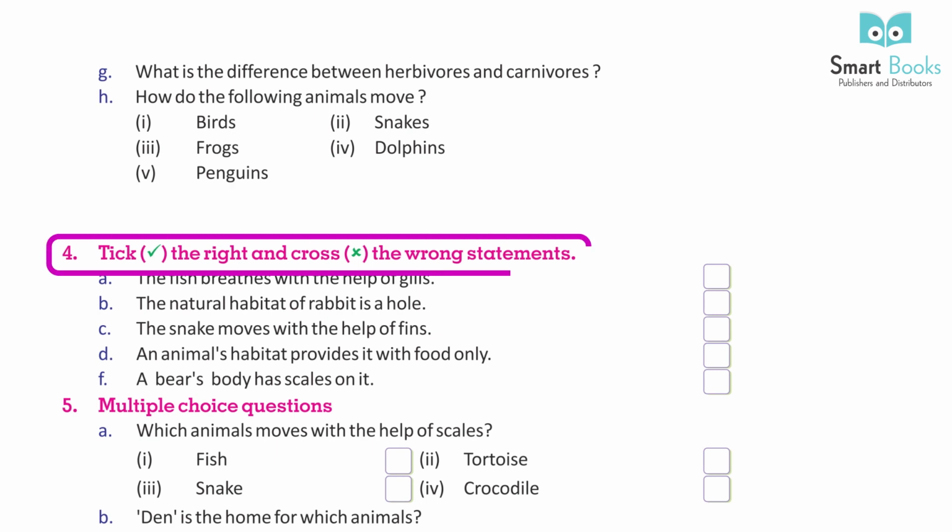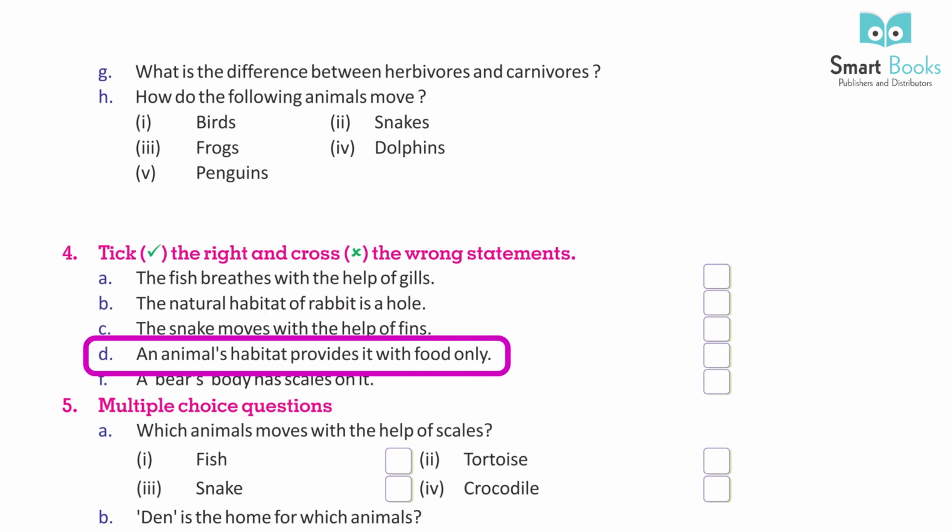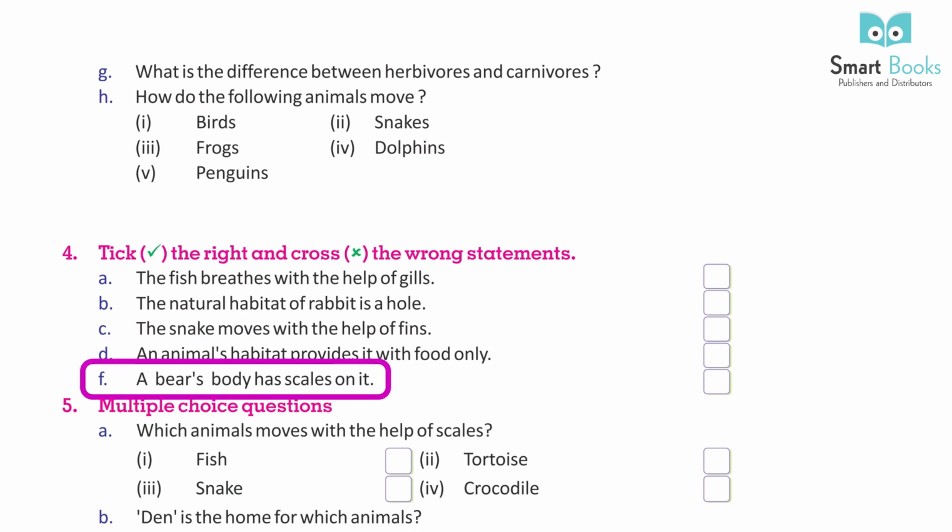4. Tick the right and cross the wrong statements. A. The fish breathes with the help of gills. B. The natural habitat of a rabbit is a hole. C. The snake moves with the help of fins. D. An animal's habitat provides it with food only. F. A bear's body has scales on it.